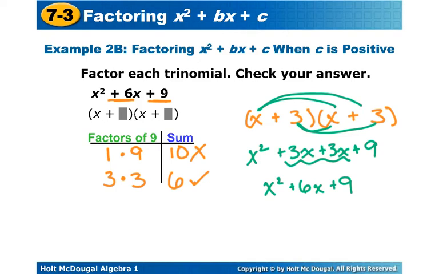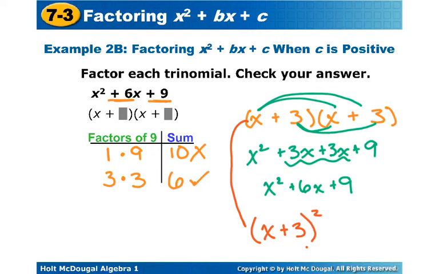Now, if you want to get fancy, since it was 2 of the same binomials, you could rewrite that as x plus 3 quantity squared. Because remember, these two mean the same thing. This is just the simplified version.